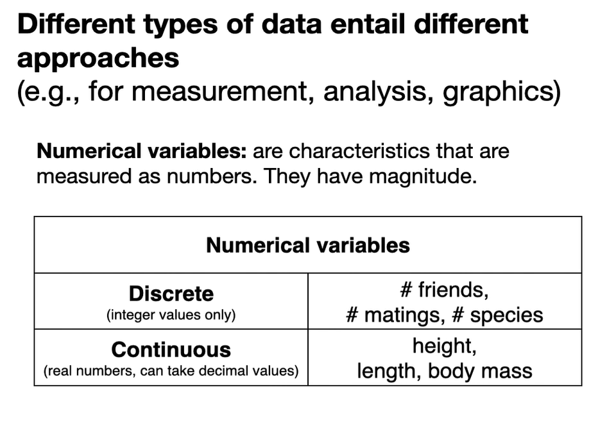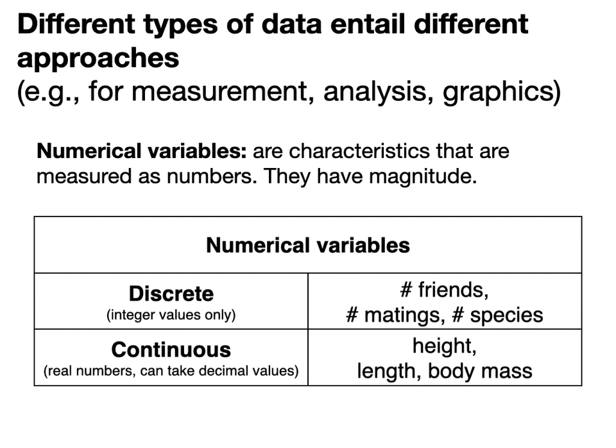These are just quantitative measurements. They're measurements that have magnitude, so they can be things like counts, lengths, percentages. Numerical data come in two kinds. We've got discrete numerical data. Those are measurements that can only take integer values or whole numbers, okay? Like number of friends that a person has, number of matings that a peacock gets, number of species in a community. Those can only be whole numbers. So those are discrete numerical variables.